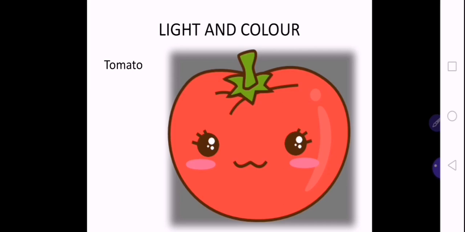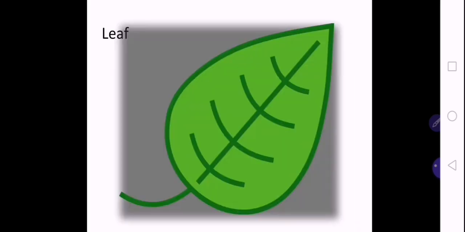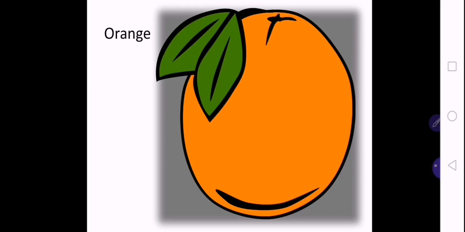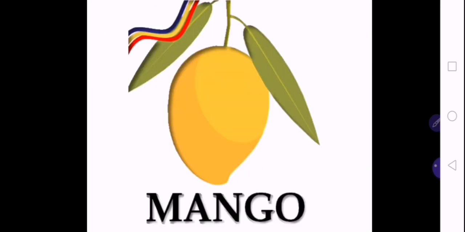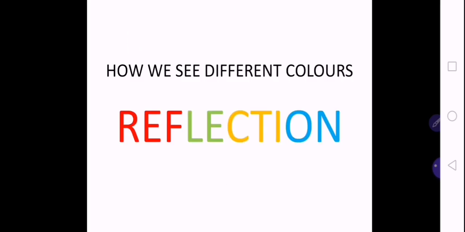Now all of us see different colored things around us. Like if we see a tomato, it is red in color. If we see a leaf, it is green in color. And if we see an orange, it is orange in color. A mango is yellow. The leaves are green, and so all around us we are seeing different objects with different colors. And we discussed in the last lecture also that these different colors we see are due to reflection of light. Yes, whenever light falls on something, it reflects back, goes into our eyes, and we see different colors, we see different objects.